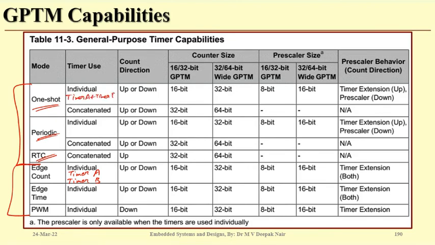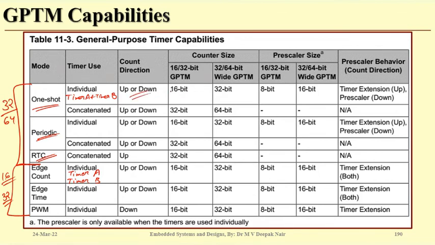So these modes can be used either for 32 and 64 bit, but these three will always be used with 16 or 32 bit. Here in these three modes, you cannot combine the timers. Apart from that, you don't have to memorize this table, but keep it in mind.